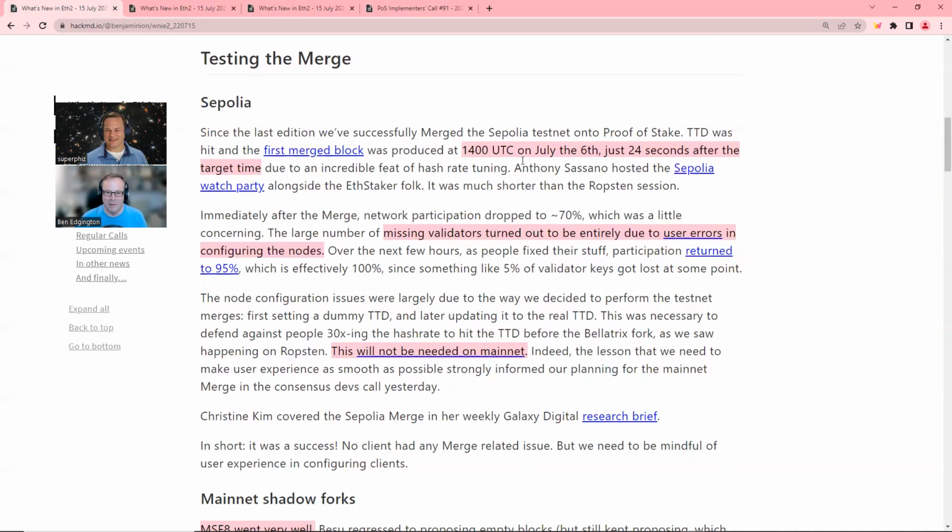And because of timing, there was a lot of work done in the background to manipulate the hash rate on Sepolia to get us to TTD around the right time. And incredibly, I only realized this after the event, it was hit within 24 seconds of the stated target, which is extraordinary. Wildly impressive. Yes, some genius hash rate tuning going on by the Ethereum Foundation team there.